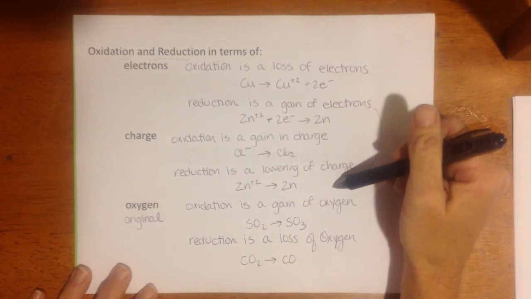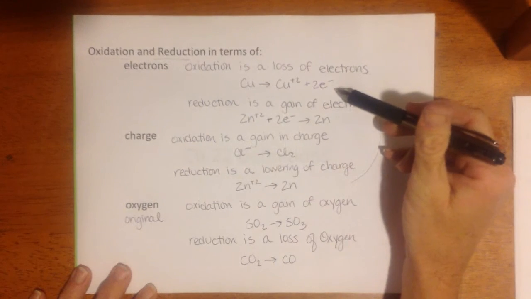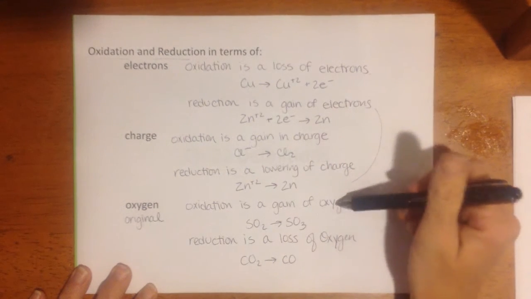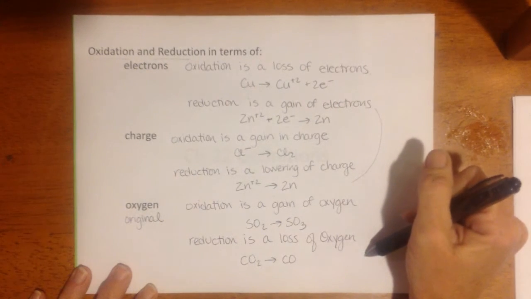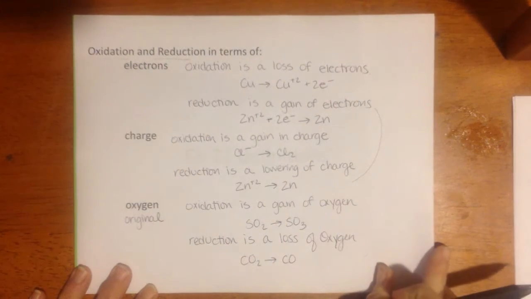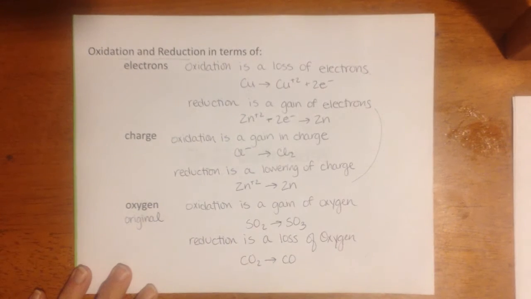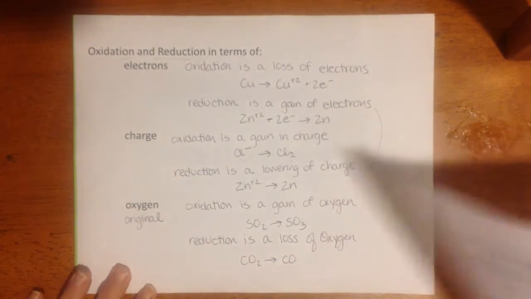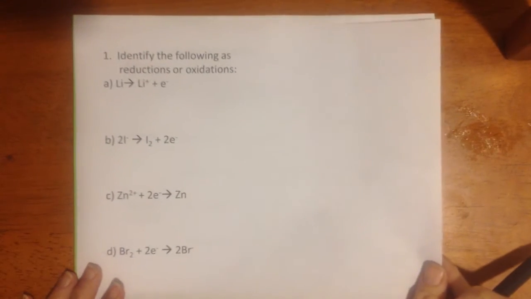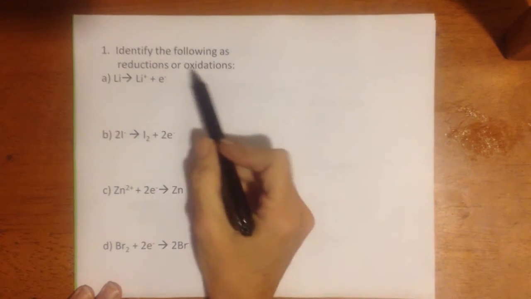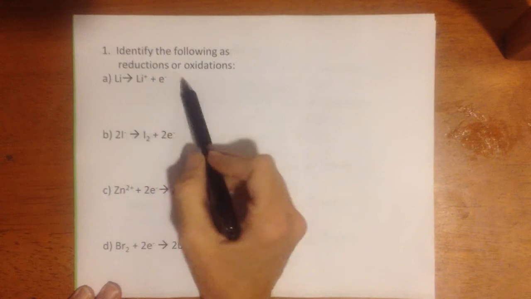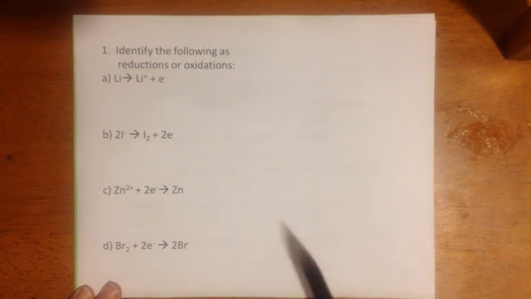These oxidations and reductions are not included in the electron or charge definitions, which is why, even though this is the original one, it's not as useful anymore. So, scooching on. Looking at these, we want to be able to quickly look and figure out if something is an oxidation or reduction. So identify the following as a reduction or oxidation reaction.